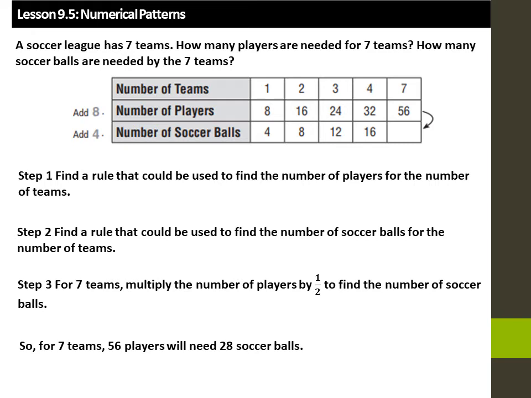So in step 3, for 7 teams, multiply the number of players by half to find the number of soccer balls. So for 7 teams, 56 players will need 28 soccer balls.